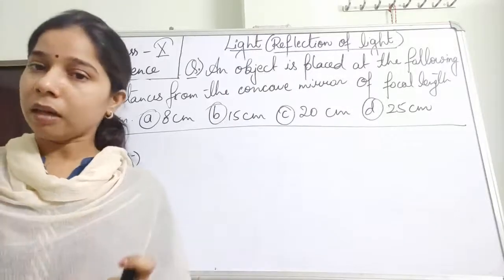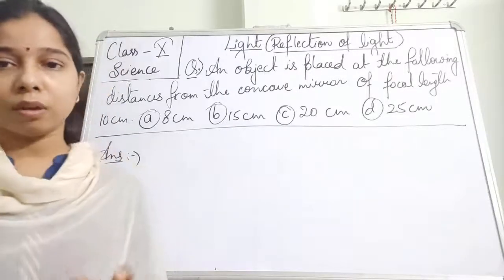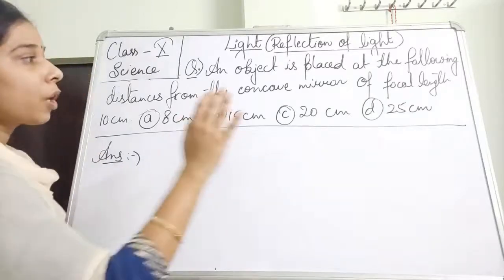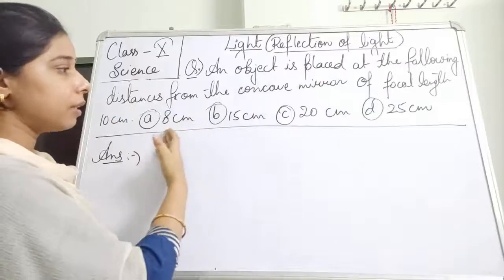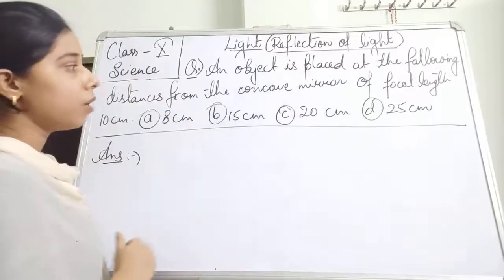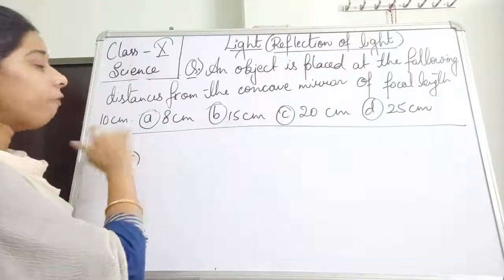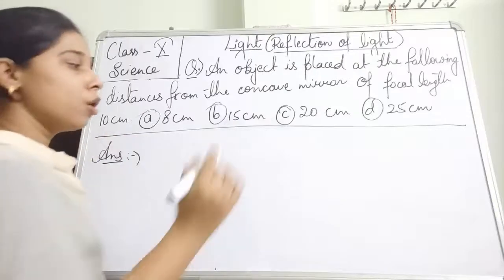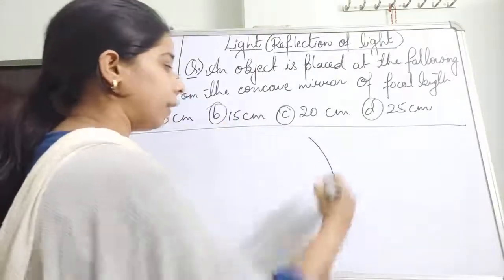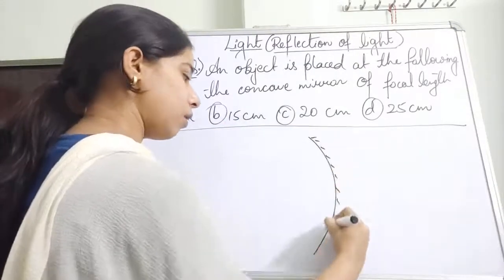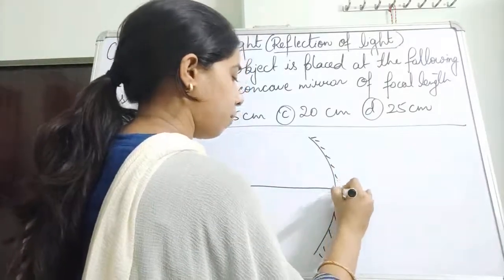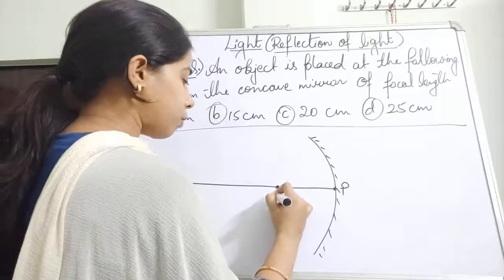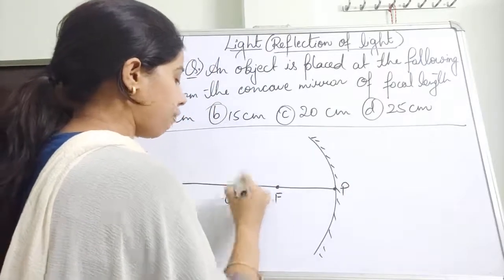If you are knowing that, then it will be quite easy for you to solve the question. Now see here, the question is: an object is placed at the following distances from a concave mirror of focal length 10 centimeter. So suppose this is a concave mirror, and we have drawn the pole, the focus, and the center of curvature.